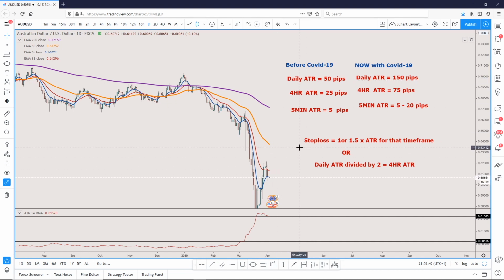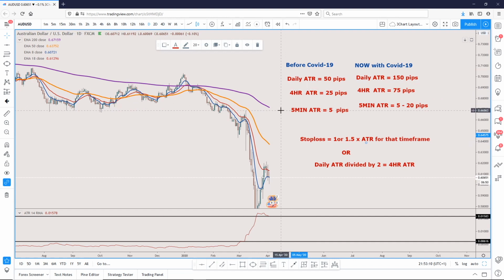This is what you do to determine your stop loss. I was taking the daily ATR, dividing it by 2, and using that as my approximate stop loss on the 4-hour chart. Stop loss equals 1 or 1.5 times the ATR for that time frame, so that's one standard people use. You can go to the individual time frame, look at the current average true range, and multiply it by 1 or 1.5, and that would be your stop loss.